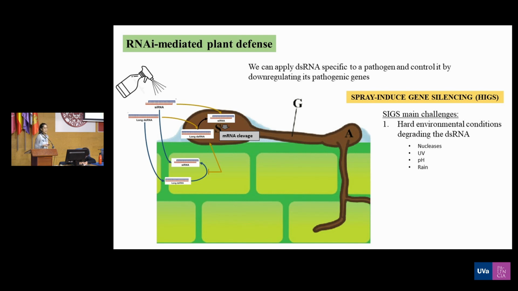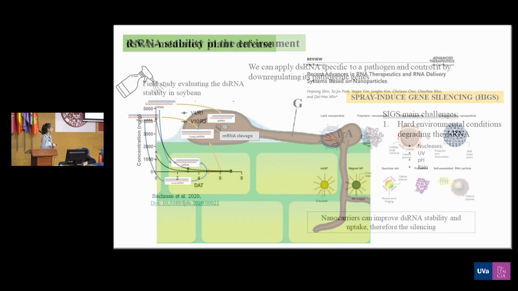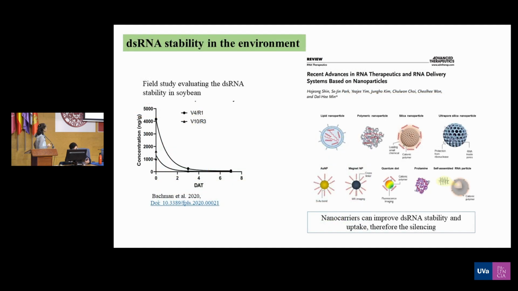What are some of the challenges of the SIGs? Basically, double-stranded RNA is not a really stable molecule, so it has to deal with harsh environmental conditions such as nucleases, UV, pH, and rain, and that can degrade your molecule, and if you don't have the molecule, you don't have the control.